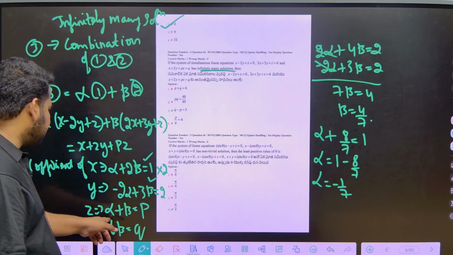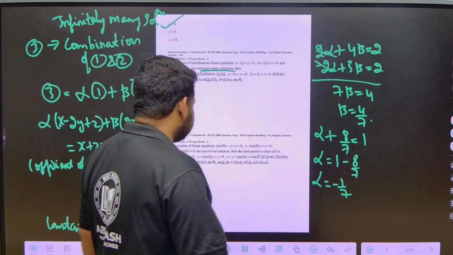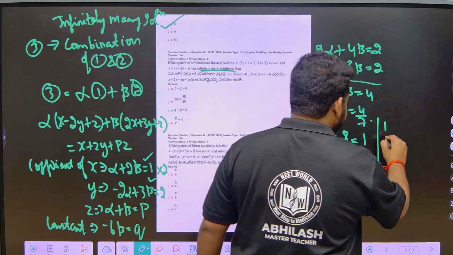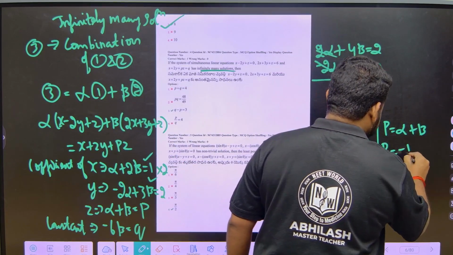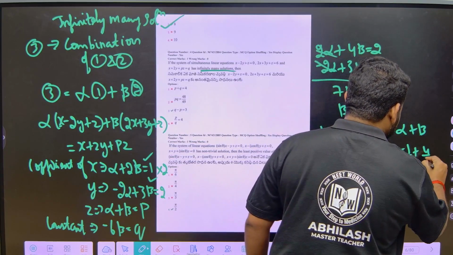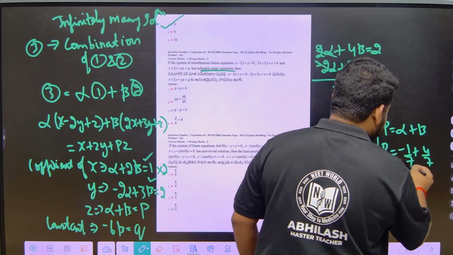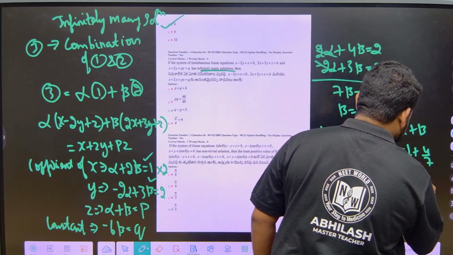Now, we have alpha plus beta is equal to p. So to find the value of p, I can write p is equal to alpha plus beta. Alpha is equal to minus 1 by 7 plus beta, and beta is equal to 4 by 7. So I'll get p is equal to 3 by 7.